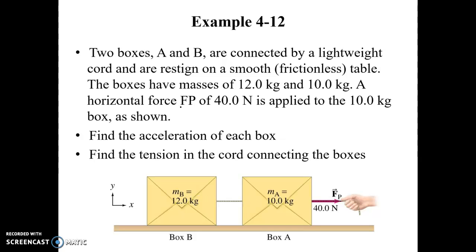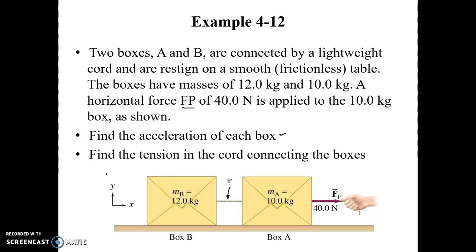And we're going to apply a pulling force, F sub P. That's what the P stands for, pulling. A pulling force is applied to the 10 kilogram box. We want to find the acceleration of each box, and then find the tension in this cord. So tension is a type of force. It's basically a pulling force. We want to know what that force is in the rope connecting the two boxes.